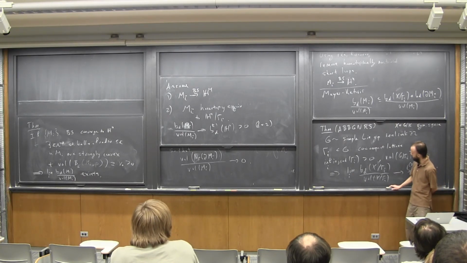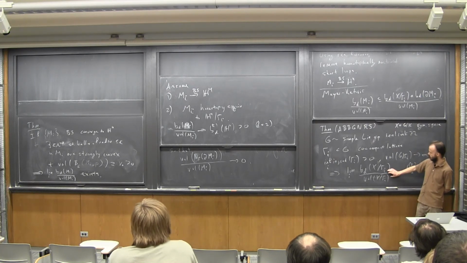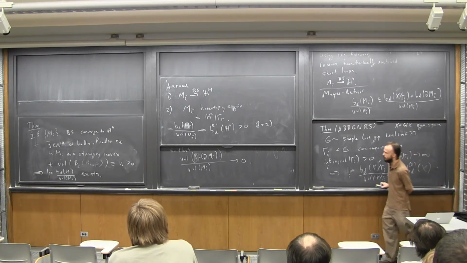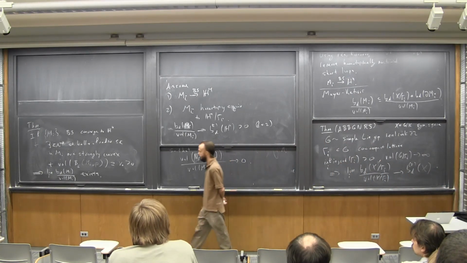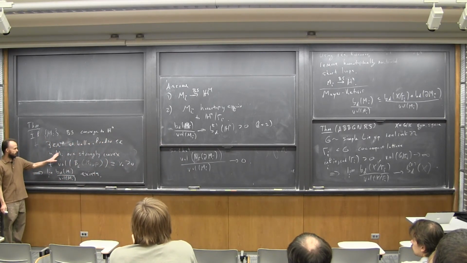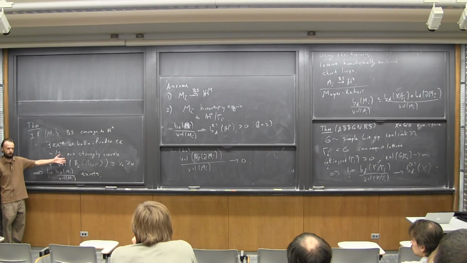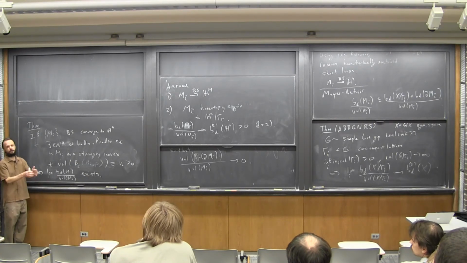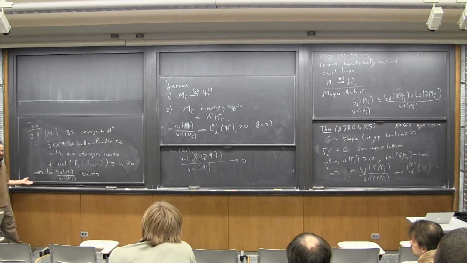The difficulty here is that we're not assuming Benjamini-Schramm convergence. We have to prove it. And in our theorem, we're also not assuming Benjamini-Schramm convergence, but we're using the Cheeger constant in order to prove it, so that we have something that's Benjamini-Schramm converging to X.